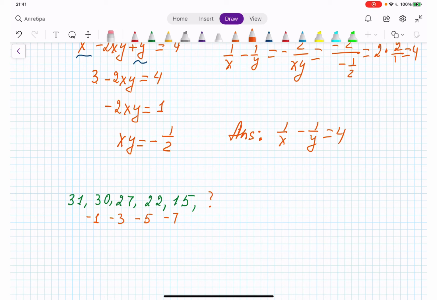Now let's look at these numbers. Negative 1, negative 3, negative 5, negative 7. Those are decreasing odd numbers, which means the next change is going to be negative 9, correct? If it's negative 9, then 15 minus 9 is going to be 6, right? So the next number is going to be 6.